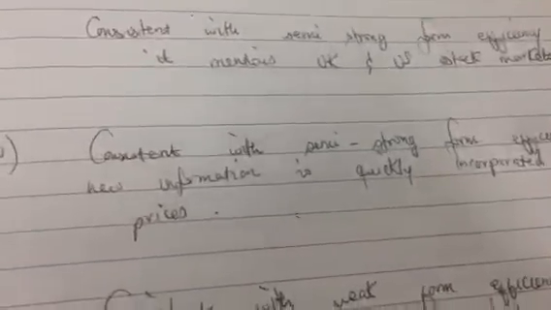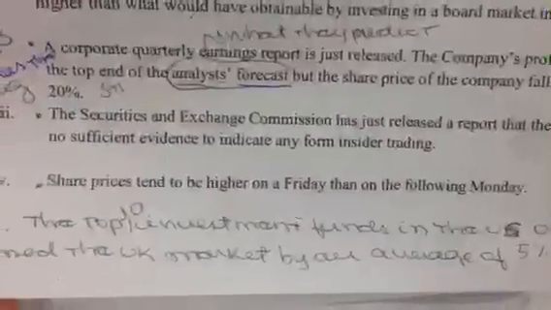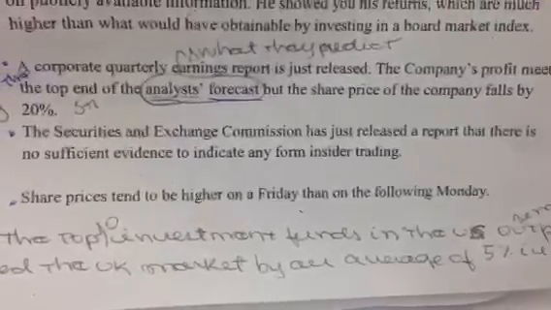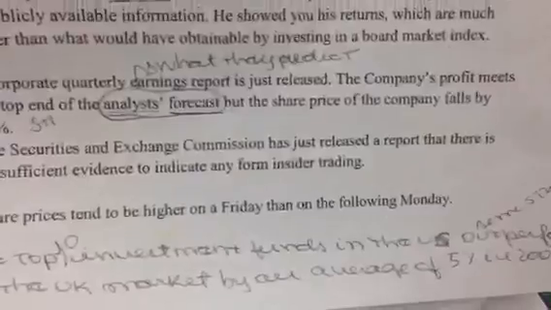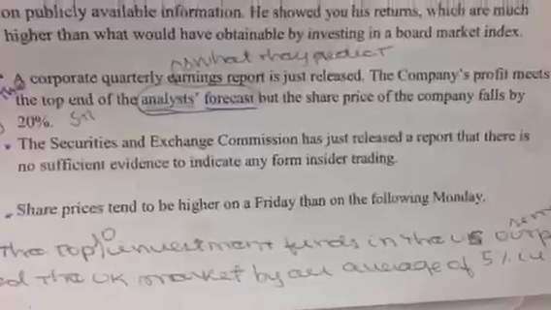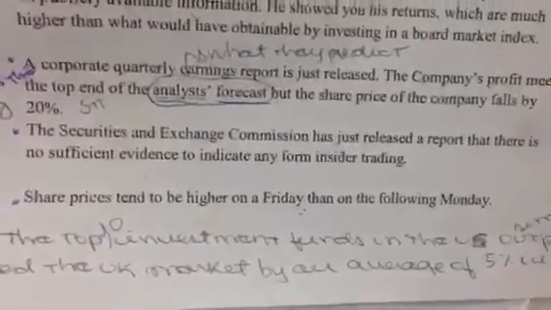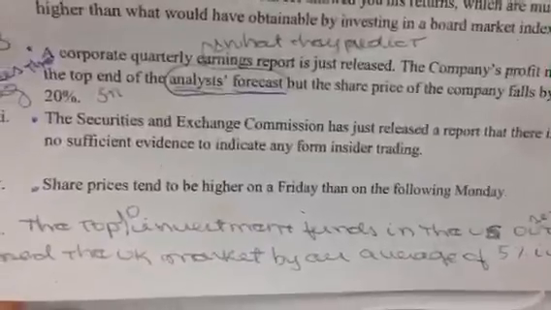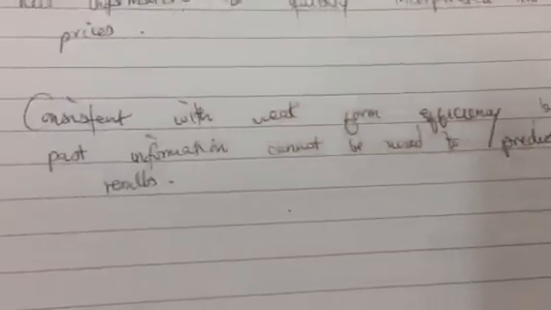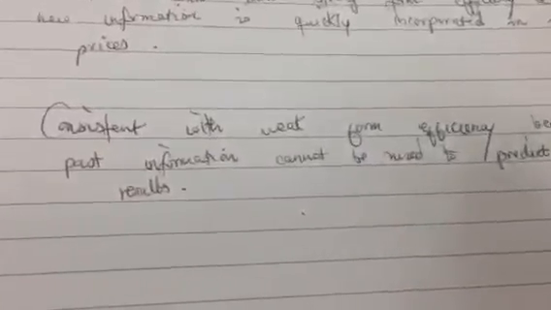Now we looked at one more question from the seminar, which is not in the exam paper but might be relevant. It says a corporate's quarterly earnings report is just released. The company's profit meets the top end of the analysts' forecast, but the share price of the company falls by 20%. It was a little tricky, but we've come up with an answer and we hope to confirm it with our seminar tutor. We say it's consistent with weak form efficiency because past information cannot be used to predict future results.